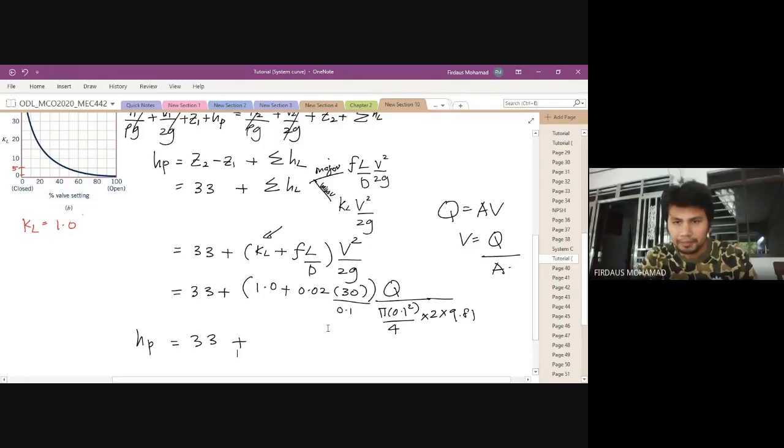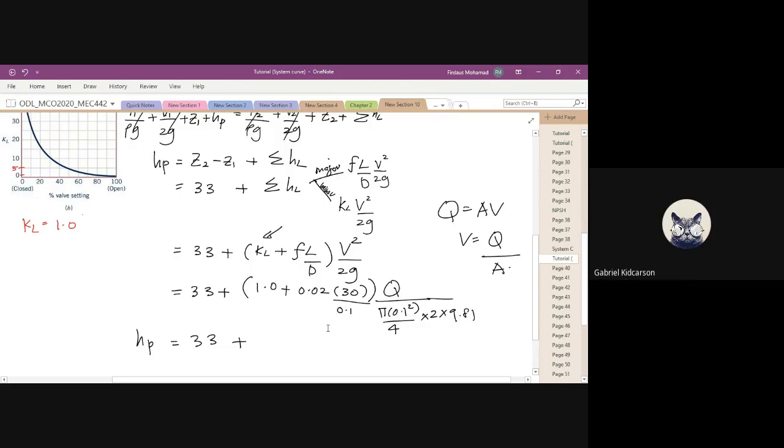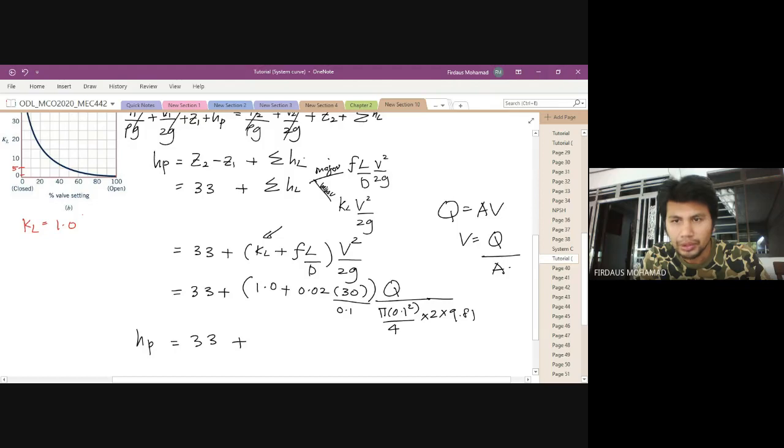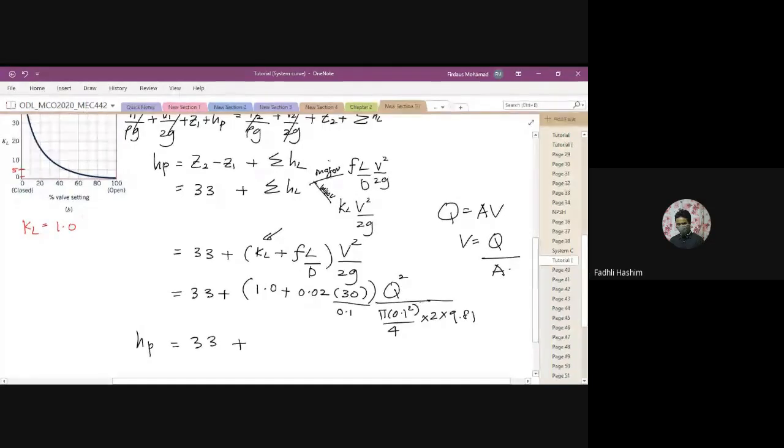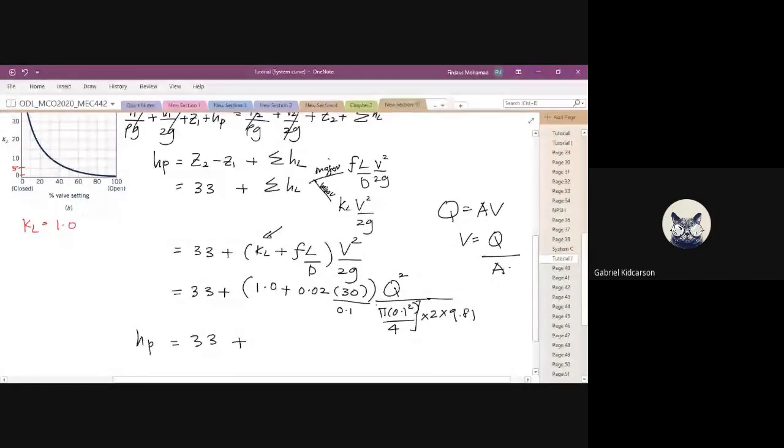Sir. Dia punya V tu bukan kena kuasa 2 ke sir? V tu tadi sir, kuasa 2. V kuasa 2? Oh sorry, betul-betul. This one ni kan kuasa 2, area pun perlu kuasa 2. Okay, thank you.